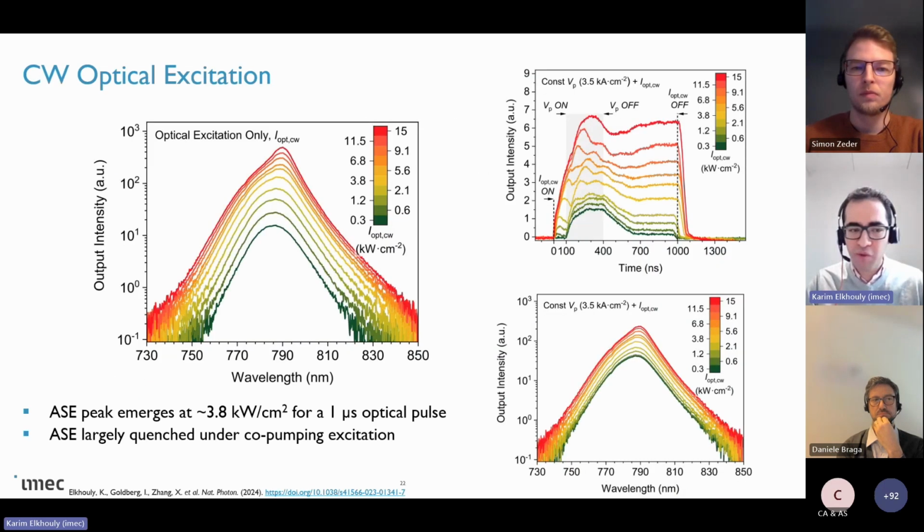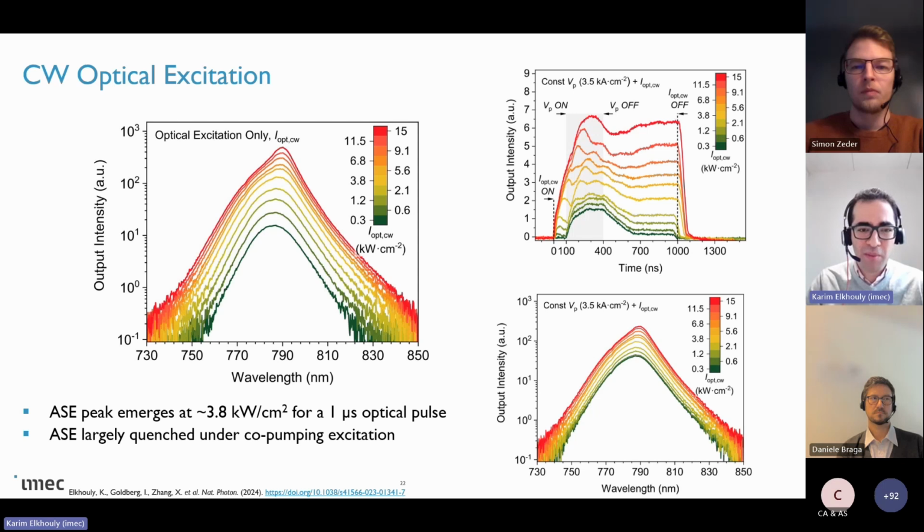So next, I will be very brief with this one. We were using, of course, nanosecond optical pulses, so they were relatively short. Now we also succeeded in getting ASE with CW excitation, which means you pulse not just for a nanosecond, but for a full 1 microsecond. And this is considered a very important milestone if you want to make a CW laser diode in the future.